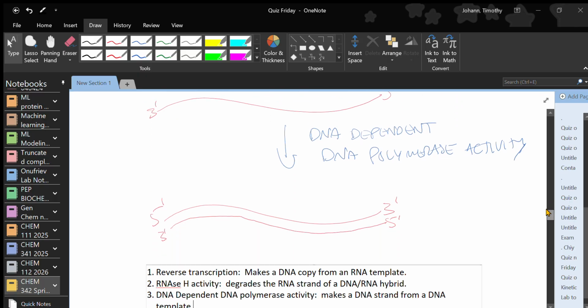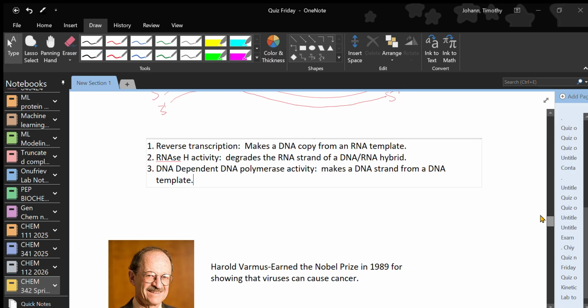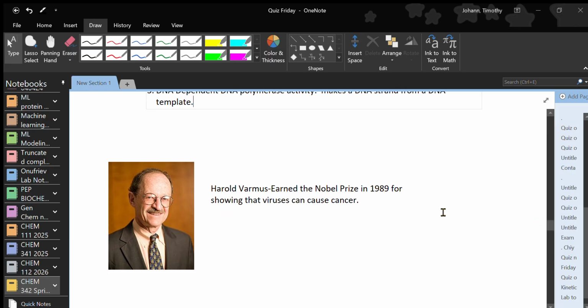Other questions? Okay. So we're talking about viruses integrating parts of their genome into the human genome. Here is Harold Varmus. He earned the Nobel Prize in 1989 for showing that viruses can cause cancer. We're going to talk about a couple of viruses that do that.